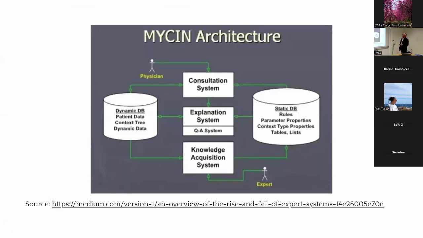So this is one example of the MYCIN architecture. Here you have an expert, the physician. You have a large database of information on patients. You have rules with tables, lists, etc.